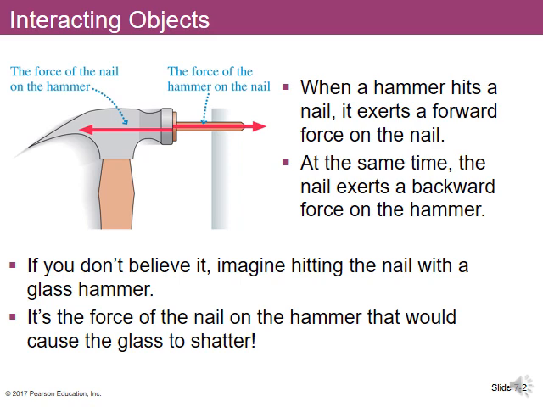So anytime two objects exert forces on each other, we call that an interaction. So for example, imagine that you hit a nail with a hammer. When you hit, the hammer obviously exerts a force on the nail. We can tell that. But the nail also exerts a force backwards on the hammer. So this interaction involves two forces, one on the nail and one on the hammer.